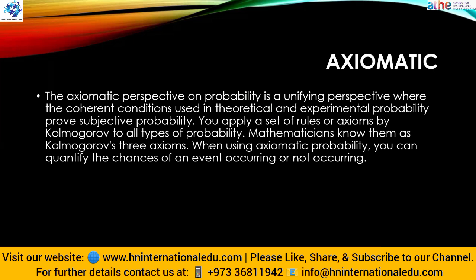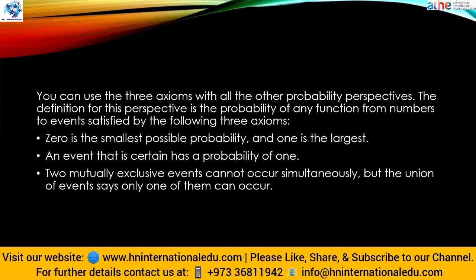You apply a set of rules or axioms by Kolmogorov to all types of probability. This is basically related to mathematicians who know them as the three axioms, and while using axiomatic probability, you can quantify the chances of an event occurring or not occurring. So how can you do that? You can simply check their axioms and define them. What are the three axioms?